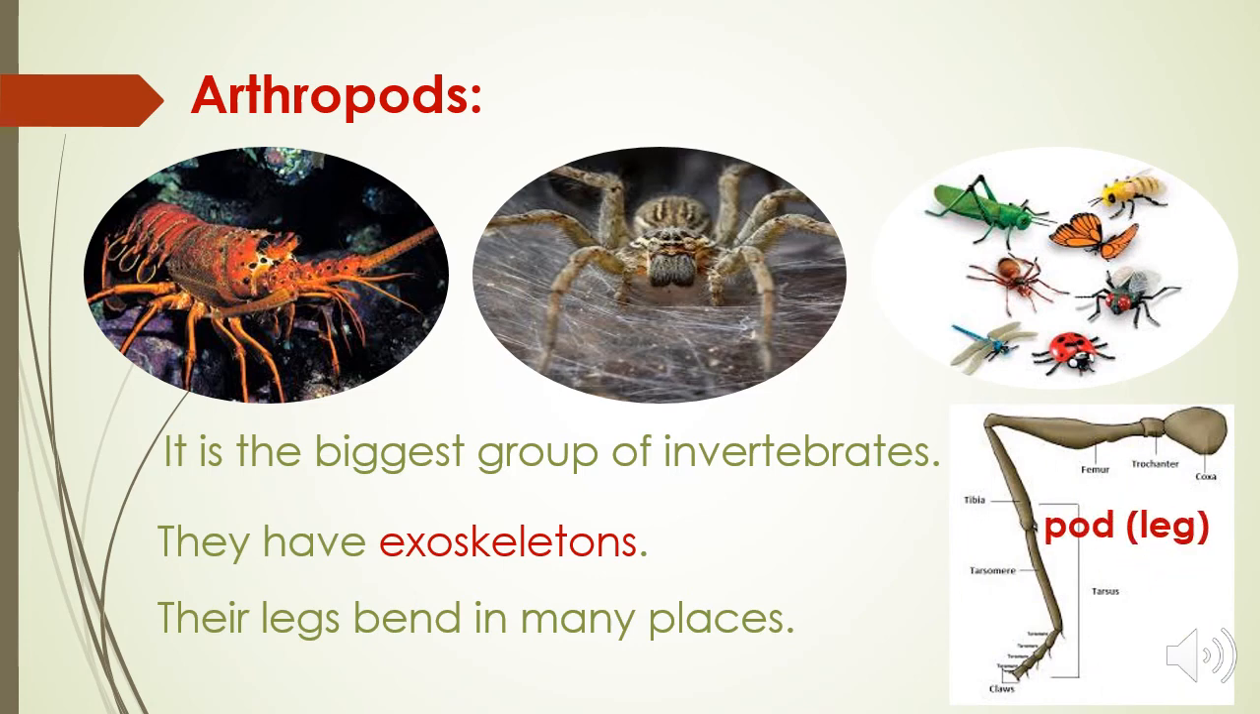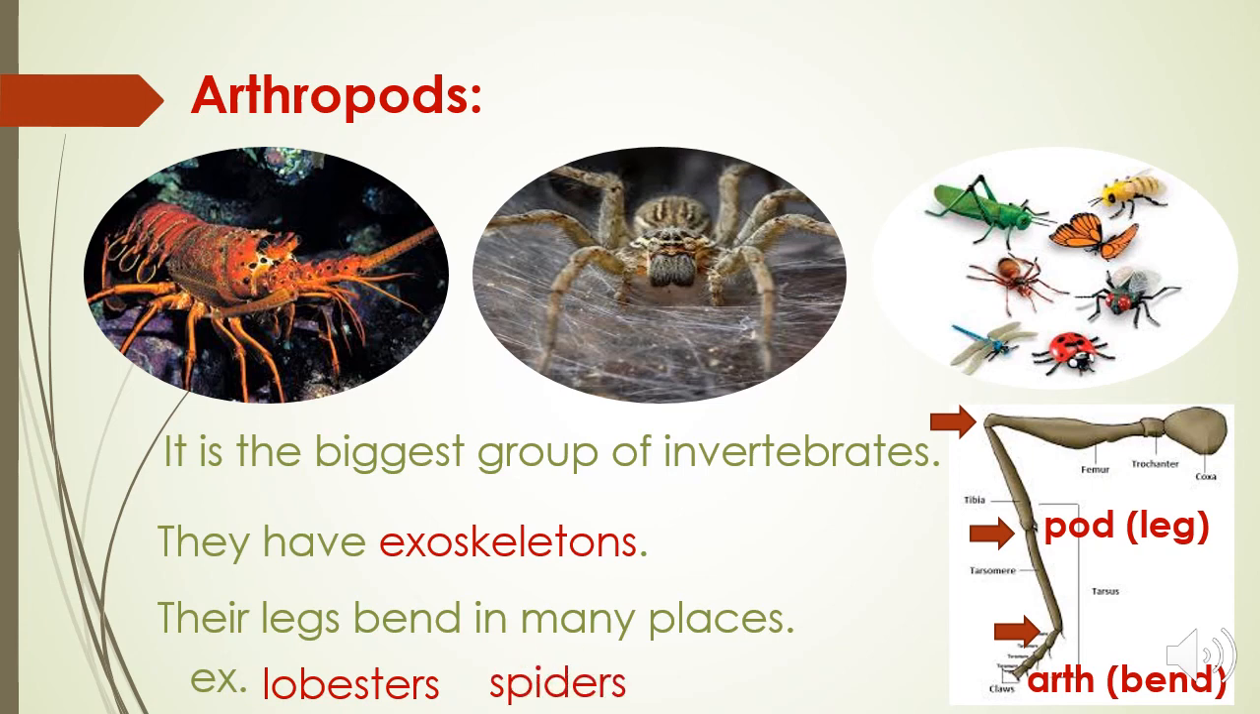Let's see here. First of all, pod, as I said, is a Greek word, and it means leg. Arth means joint or bend. So as you see here, the leg is bending in many places. This is why this group has this name. Arthropods means the animals that have legs bent in many places, like the lobsters, spiders, and insects.